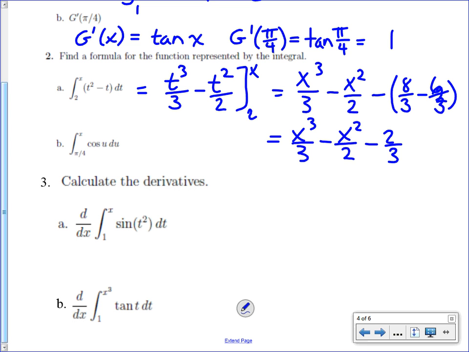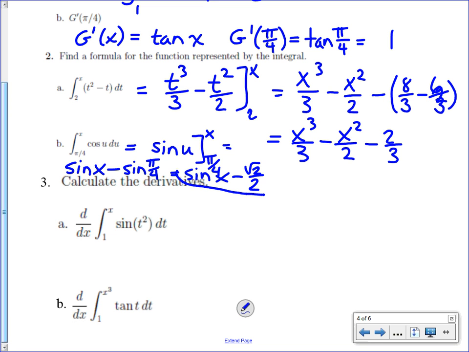Okay, the next one is cosine of u. So the antiderivative is sine of u from pi over 4 to x. We're going to plug in our upper limit, which is x, minus, plug in your lower limit, which is pi over 4, and then we'll just evaluate that from our unit circle. So sine of pi over 4 is square root of 2 over 2. And we get our final answer, or function.